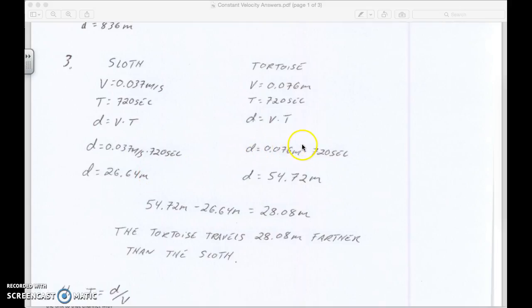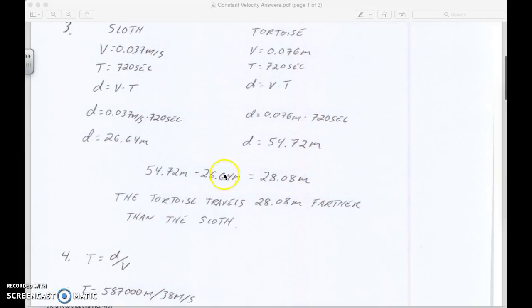The tortoise, we're going to do the exact same thing, except we're going to use his velocity instead of the sloth's velocity, obviously. And we're going to get d equals 0.076 meters per second times 720 seconds. And that's going to give us two different distances. Distance for the sloth, 26.64. Distance for the tortoise, 54.72.